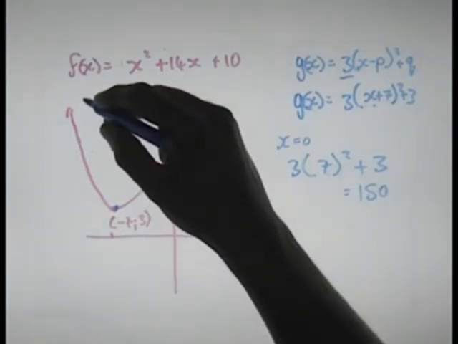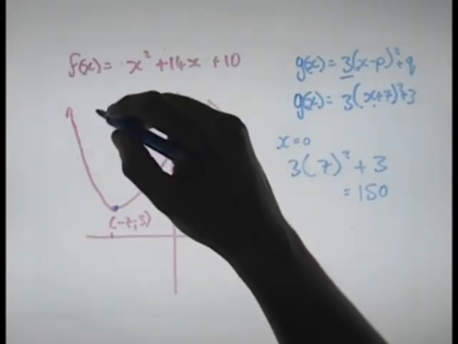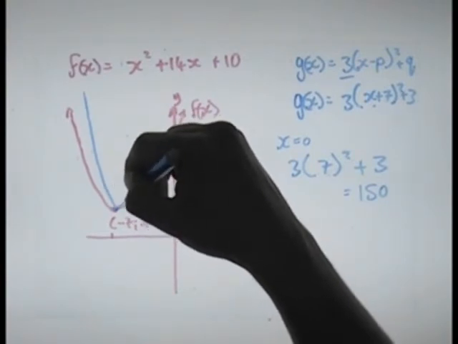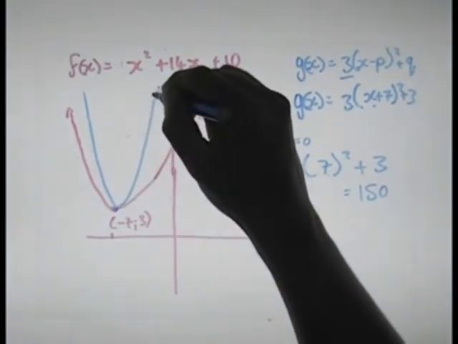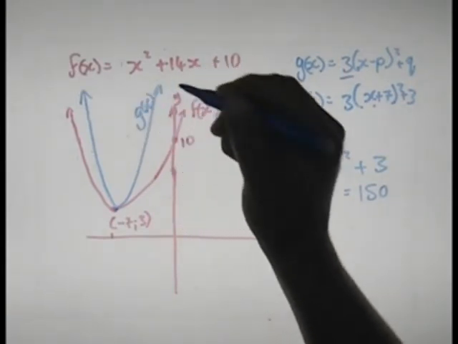That means that this graph is going to cut the y-axis way up at 150, which means that this graph is a lot tighter in, and it's just going to carry on in that fashion, and that's the graph g of x. And that brings us to the end of the 8th functions tutorial, basic cumulative functions.